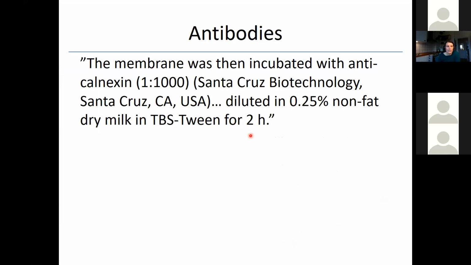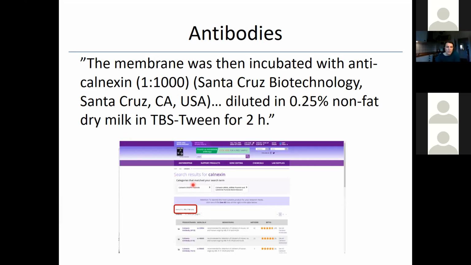This is actually what we wrote in the method section of this paper. For the Western blot, the membrane was incubated with anti-calnexin from Santa Cruz. So we thought that we had been very specific: the dilution, the company, and everything. But if you go into the Santa Cruz webpage and search for calnexin, you actually get 14 calnexin antibodies. So of course, if people would like to use the same antibody, this information is not enough. You need to specifically also say which clone, or actually the catalog number.